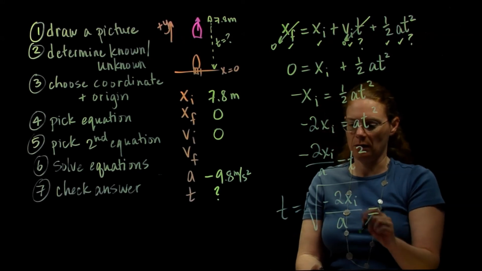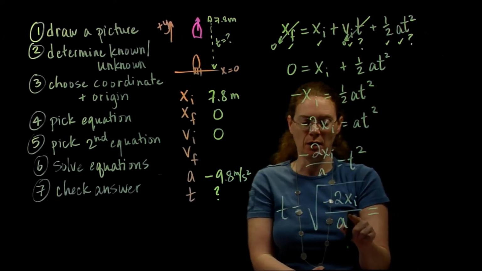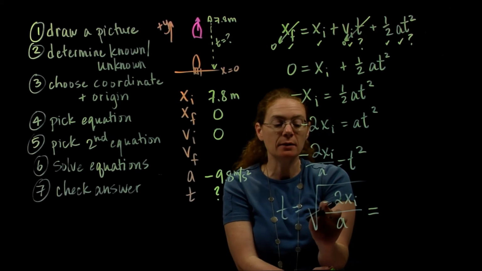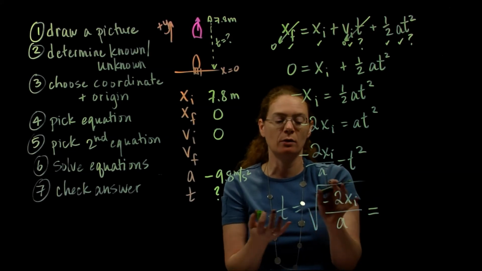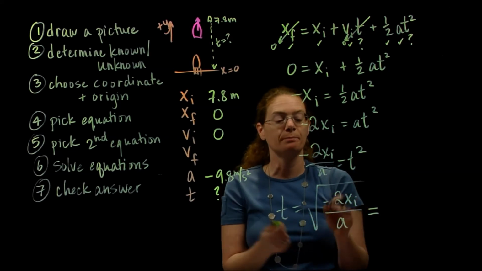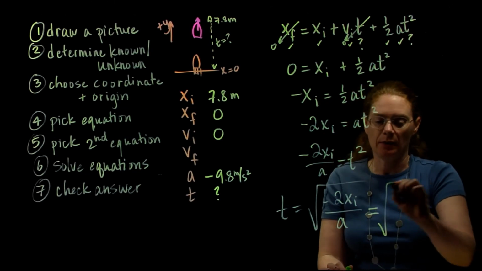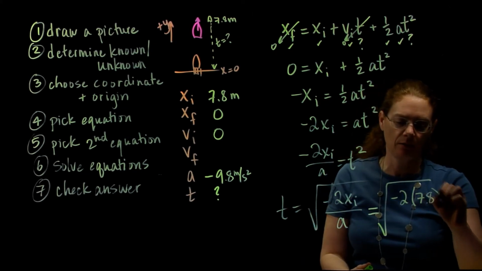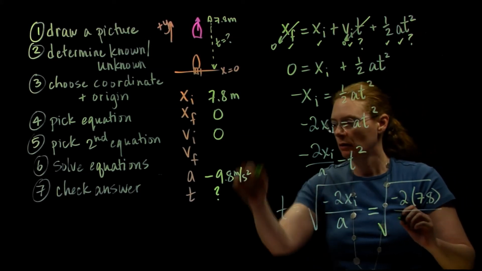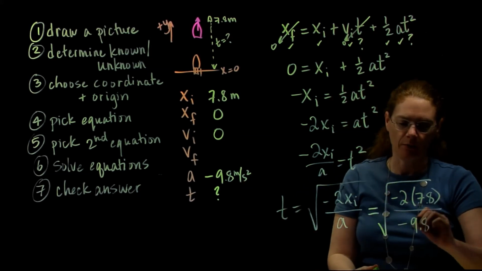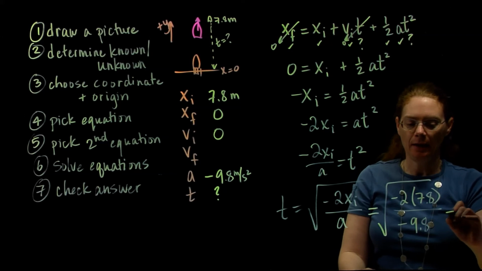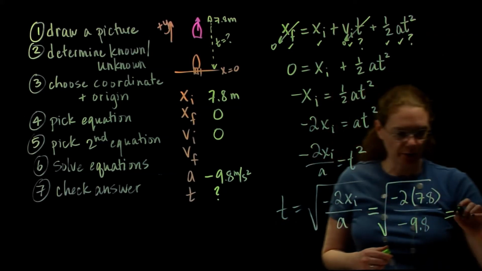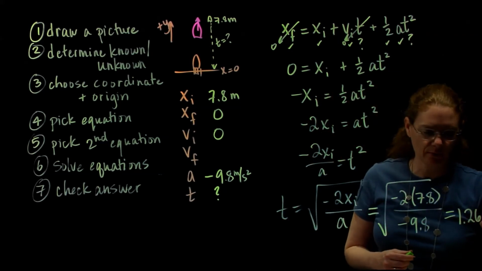Square root that puppy: t equals the square root of negative 2x initial over a. I know x initial is 7.8, and I know a. Again, I'm nervous because of that negative sign. You can't take the square root of a negative if we're in the real world. Let's see what the numbers tell us. Negative 2 times x initial, 7.8, over a, negative 9.8. Okay, we're good, the negatives cancel. If you do that math, what you end up with is 1.26 seconds.